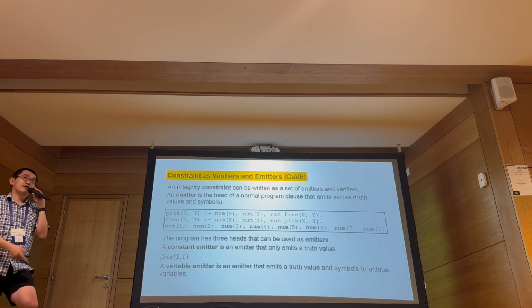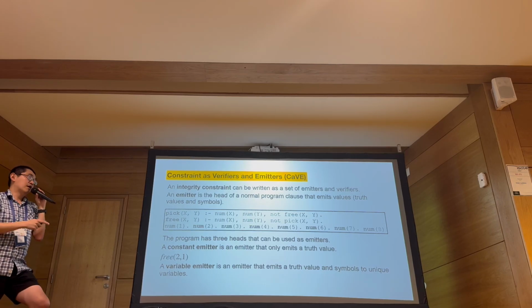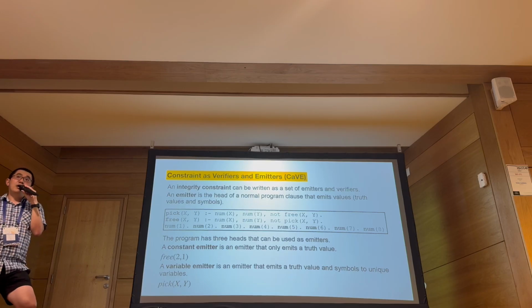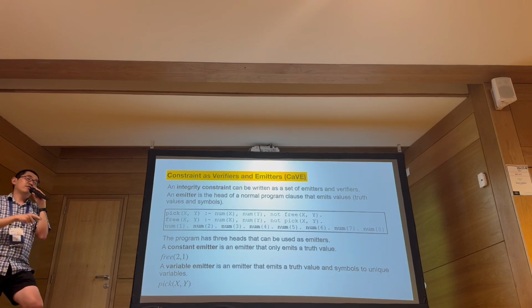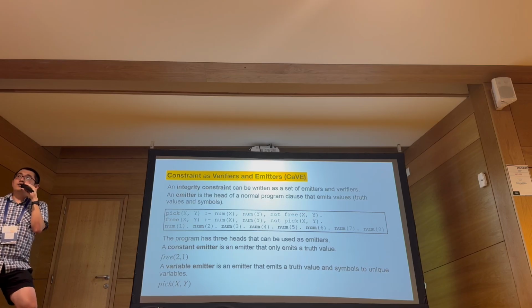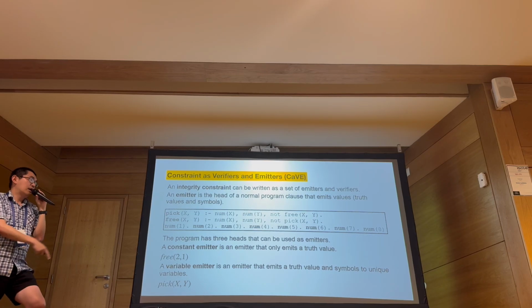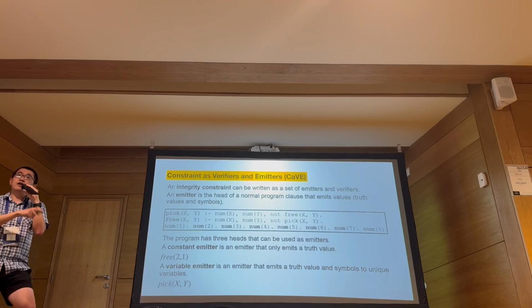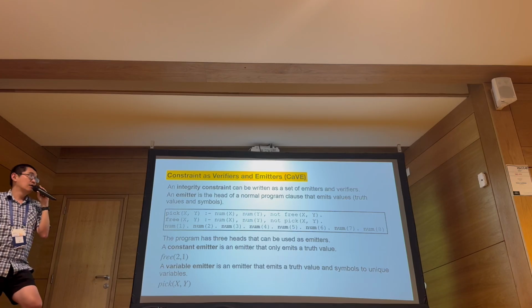And the other case is the variable emitters, which can emit the truth value as well as the symbols to the unique variables. For example, pick x y. In this case, it can emit truth values as soon as x y unifies with some values. It can be 1, 2, 1, 2, 3, or anything. So as long as pick x y unifies x y with some values, it emits truth values and the corresponding symbols. Okay?